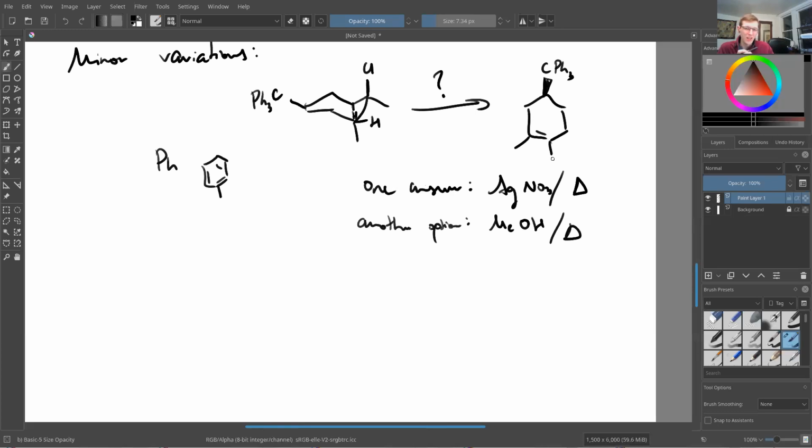I think if you're heating it so much, that might kind of favor E1, but I think SN1 also tends to use heat, so it's hard to exactly say which one would be more favorable.